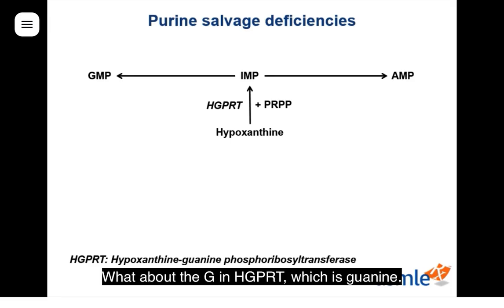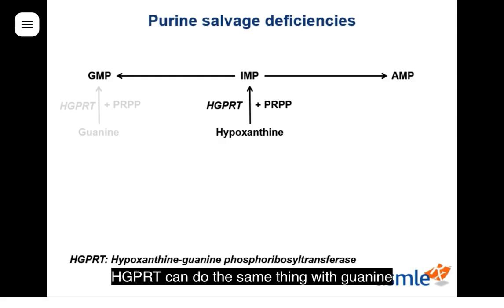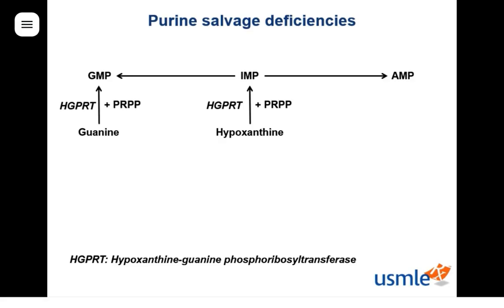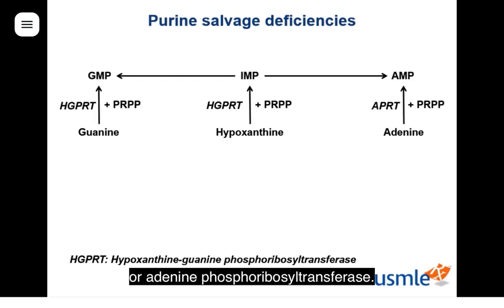What about the G in HGPRT, which is guanine? HGPRT can do the same thing with guanine as it does with hypoxanthine to make GMP. You need a different enzyme to use with adenine to make AMP, which is APRT, or adenine phosphoribosyl transferase.